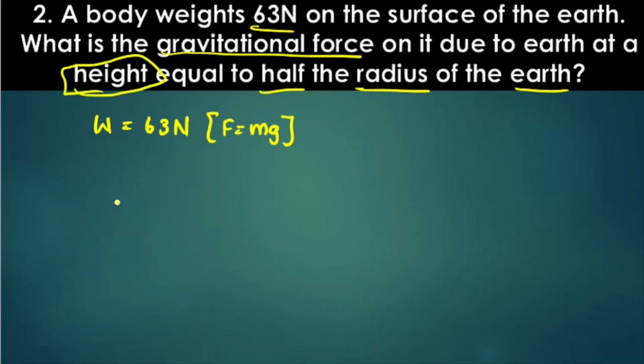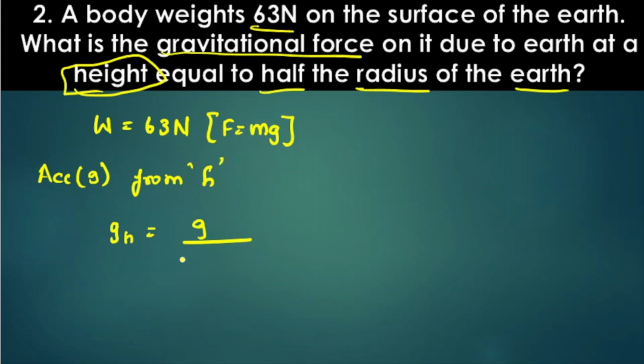So let us see the hints now. Your weight is given as 63 Newton, right? Actually, your weight is the force exerted due to gravity of the earth, right? So here we are going to use the formula for acceleration due to gravity at a certain height.